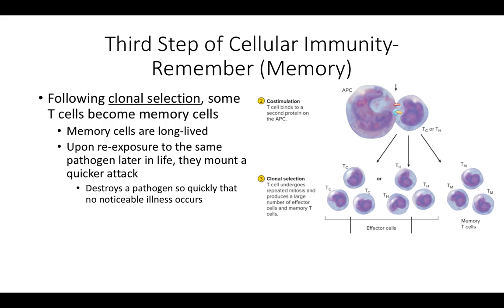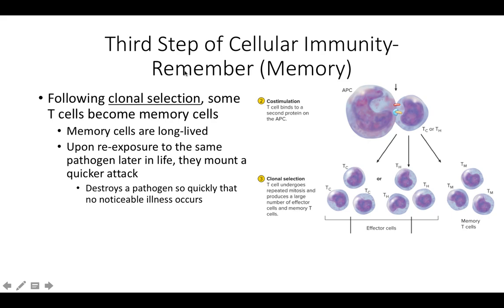In the third and final step of cellular immunity, we have memory. So that last R, which is remember. We talked about how if we get co-stimulation here, meaning the T cell binds to the epitope on the MHC protein of the antigen-presenting cell, and also to the co-stimulating protein here, we get cloning.